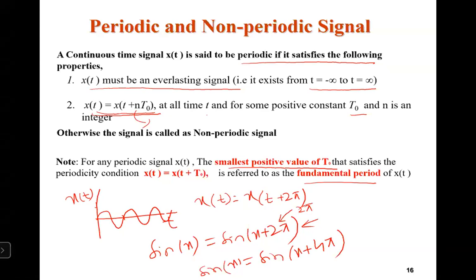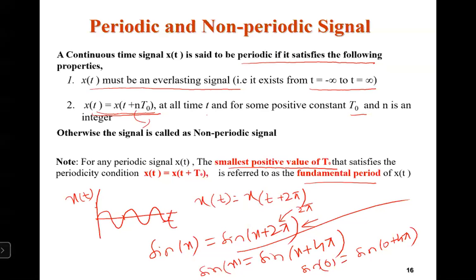Is it satisfying? Take, let us say, x equal to 0. Is sin 0 equal to sin(0 plus 4 pi)? Let us check. If x equal to 0, the left side is sin 0, and the right side is sin(0 plus 4 pi). Are they the same? The value of sin 0 is 0, and what is the value of sin 4 pi?